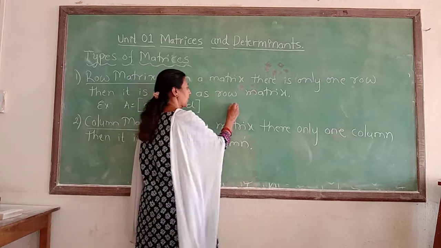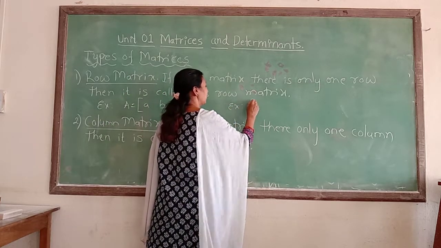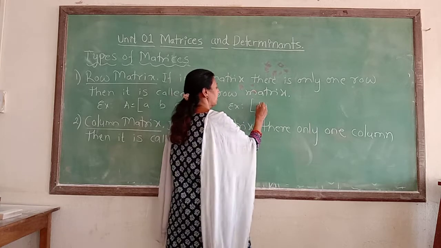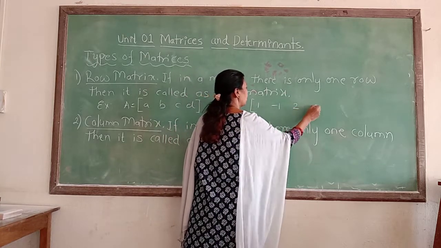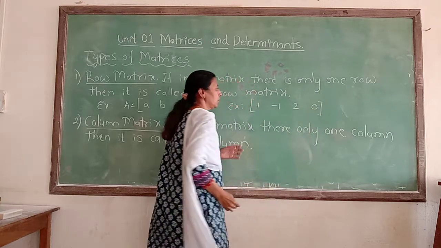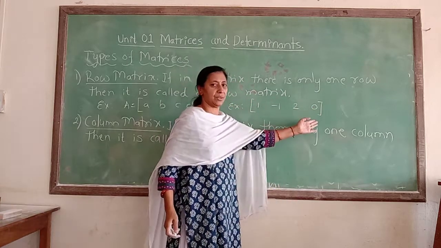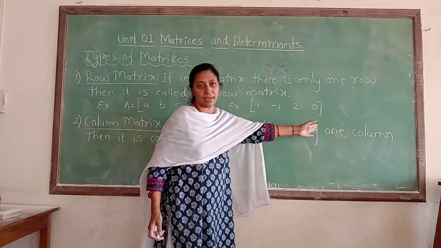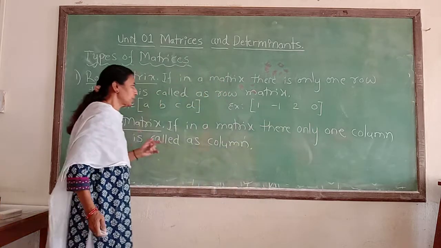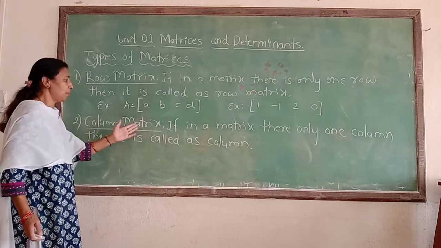Let us take another example. In this matrix, if you have the elements like this: 1, -1, 2, 0, then this is also a row matrix. Only one row is there. Therefore, it is called a row matrix. Okay, let us go for another one, that is a column matrix.